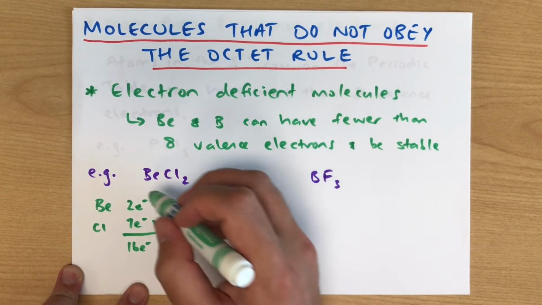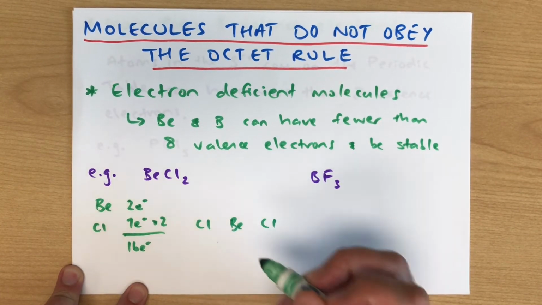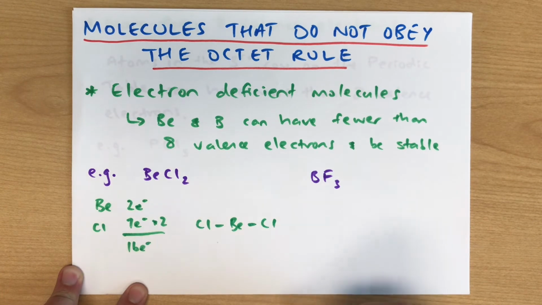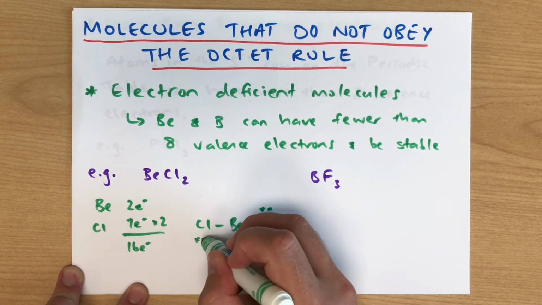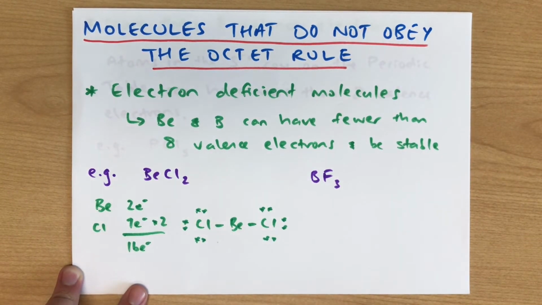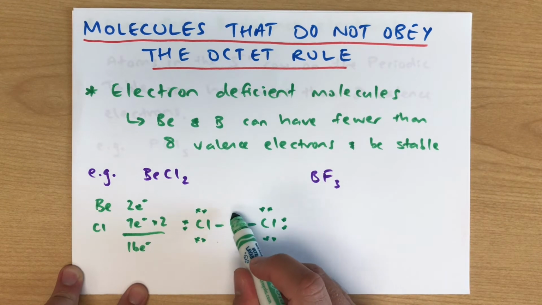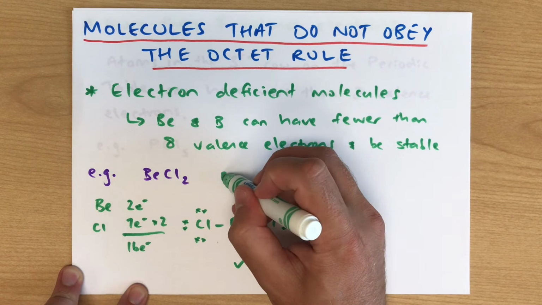So if I draw my beryllium as my central atom, and 2 chlorines either side, join them with a single bond, fill my outer atoms first, and that is a finished Lewis structure. Even though beryllium only has 4 electrons around it, it is stable in that configuration. So that is the correct Lewis structure. Beryllium is happy to only have 4.